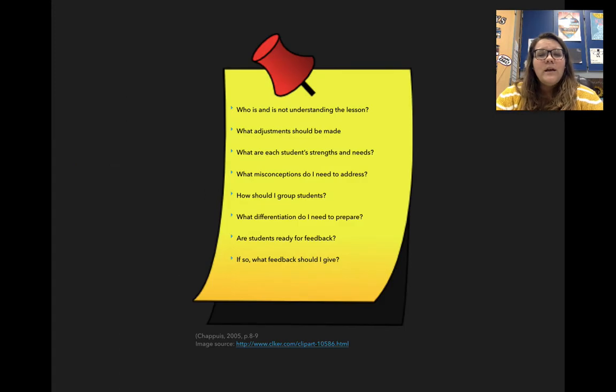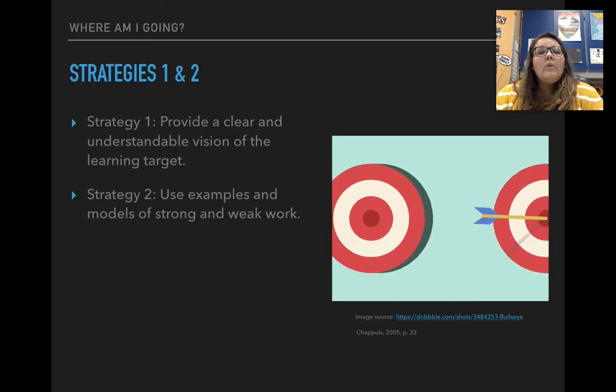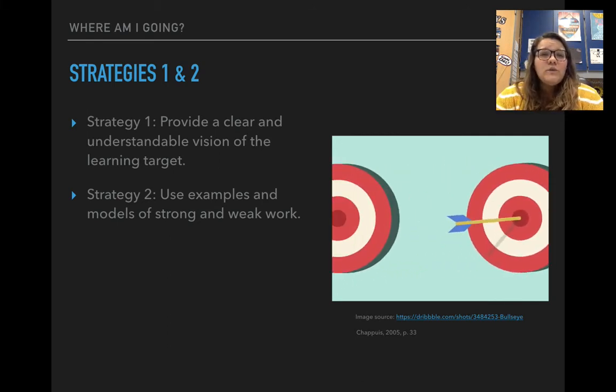doing in their classroom. These types of formative assessments help me answer questions such as who is and is not understanding the lesson, what adjustments should be made, what are each student's strengths and needs or misconceptions, how should I group students in order to better differentiate them, and are students ready for feedback, and if so, what feedback should I give? This will help me figure out where I am going, or students should know where I am going by looking at strategies 1 and 2.